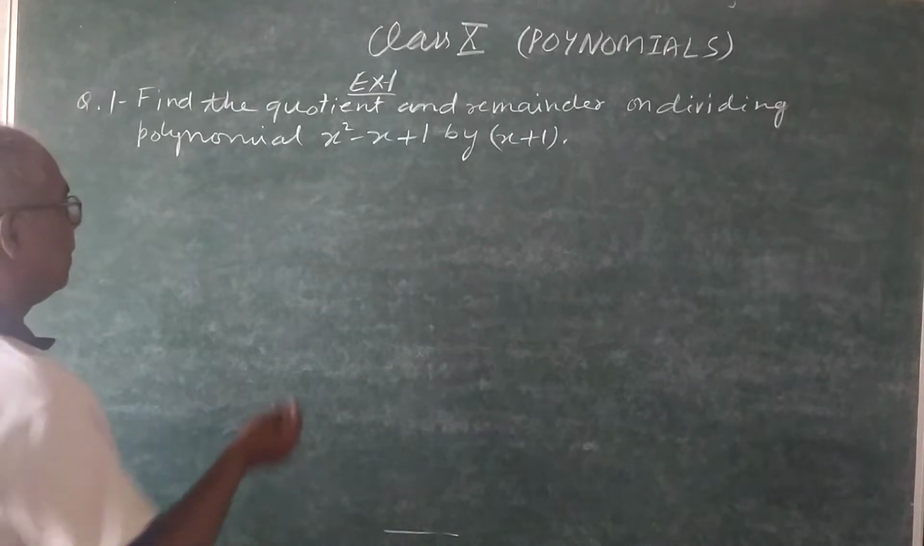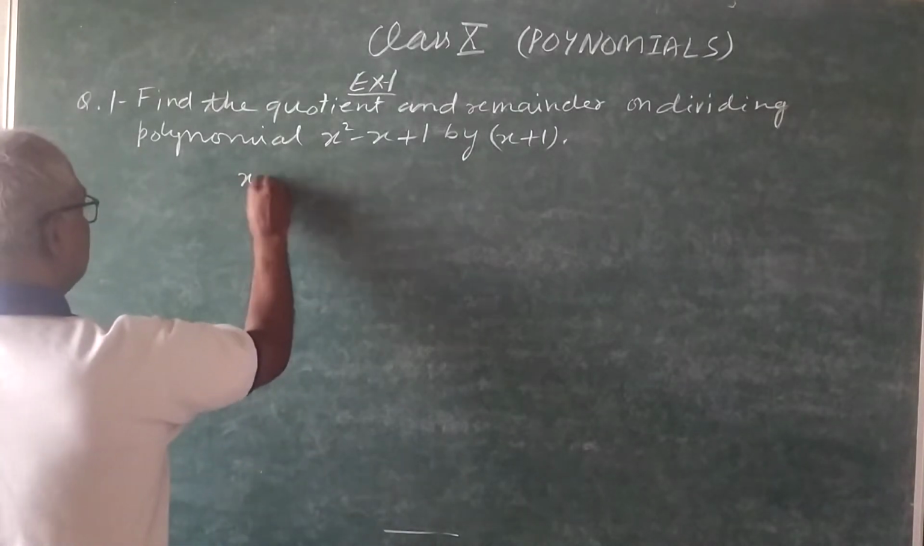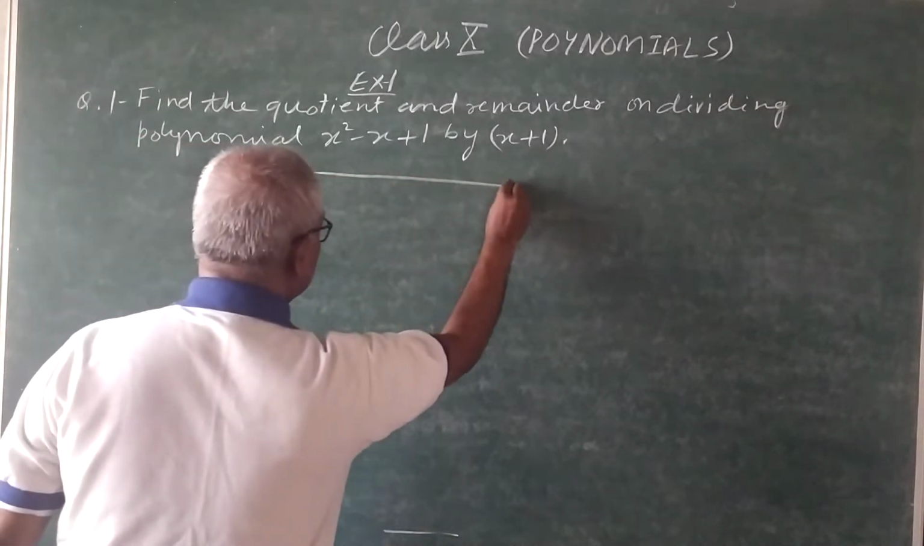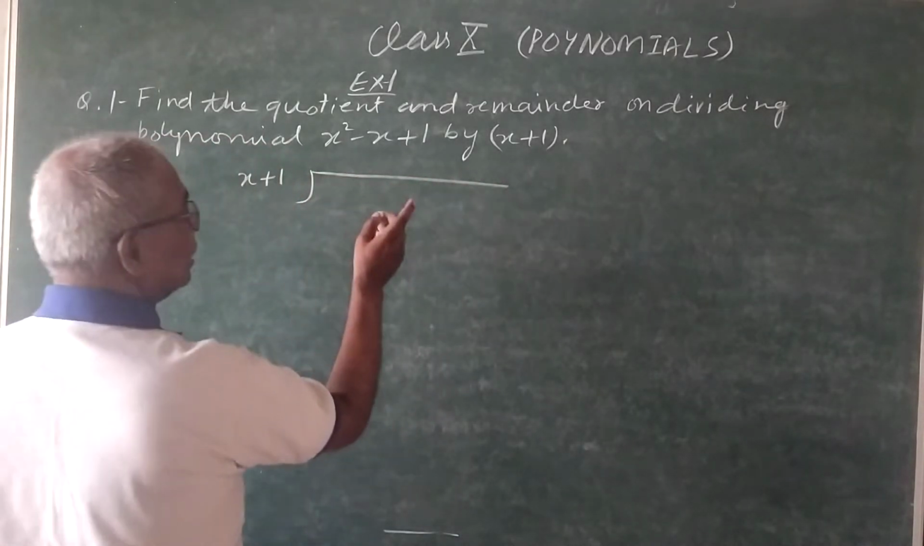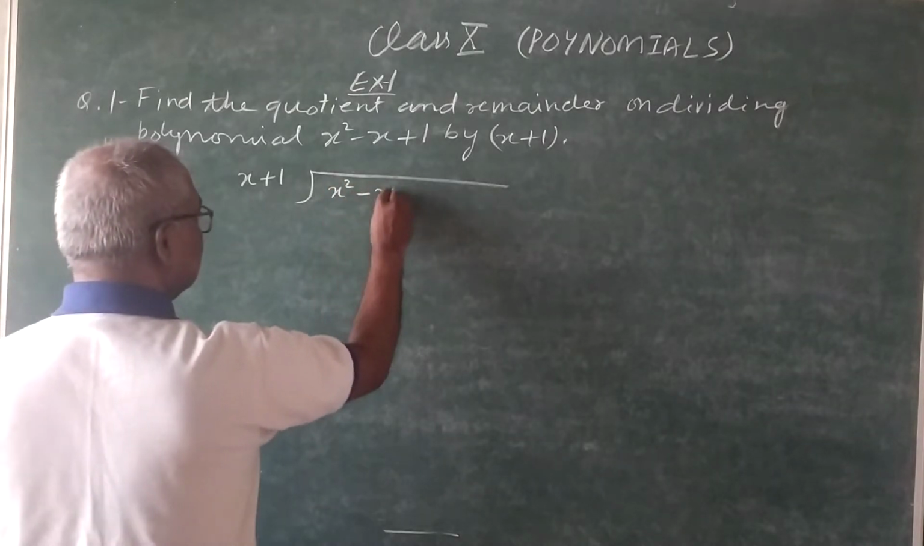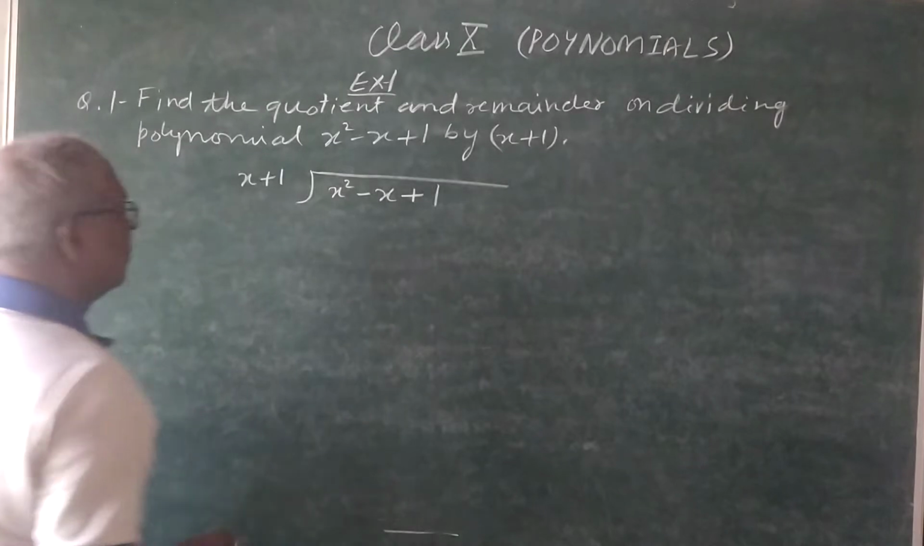First question: find the quotient and remainder on dividing the polynomial x square minus x plus 1 by x plus 1. How can we divide? First of all, we write x plus 1 and the sign of division. Now the dividend we write here, that is x square minus x plus 1.